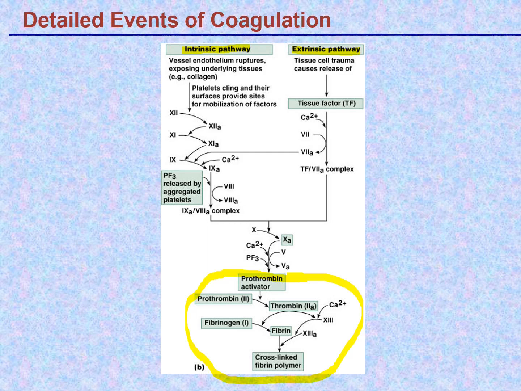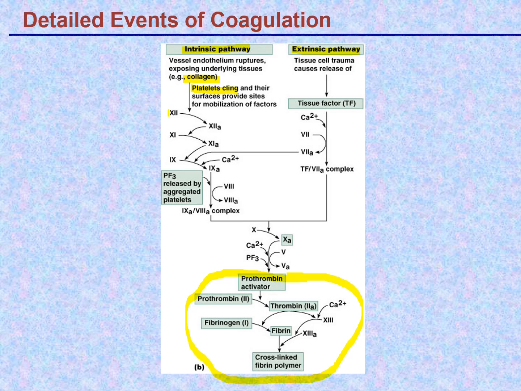The intrinsic pathway is activated by tearing of the endothelial cells that line the blood vessel that's been damaged, and exposure of the underlying connective tissue material, collagen. Platelets will adhere to that, and there is an activation sequence of different clotting factors, all of which are proteins, and once they're activated, they have enzymatic activity.